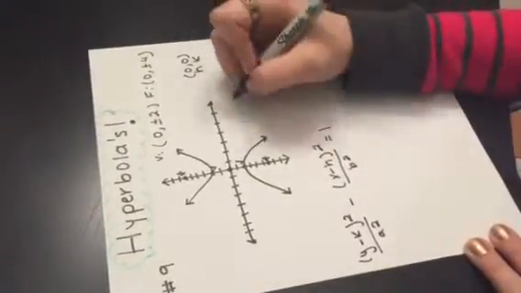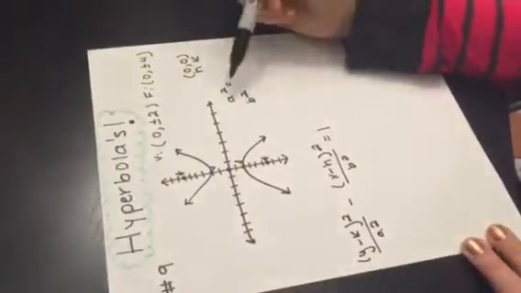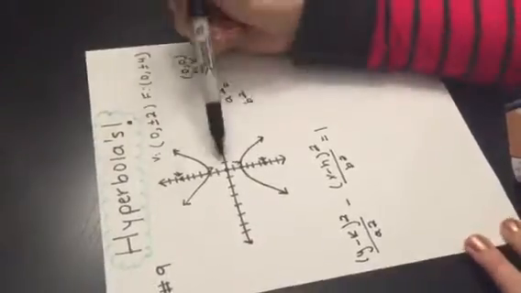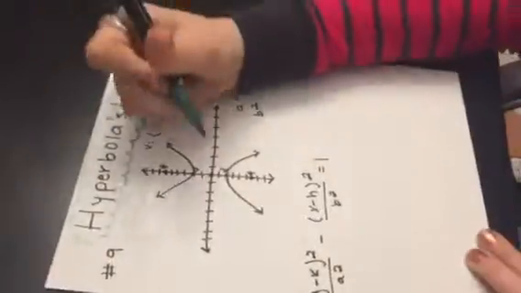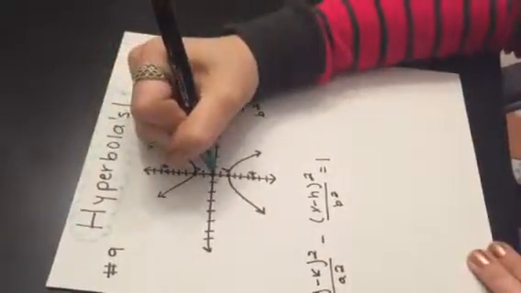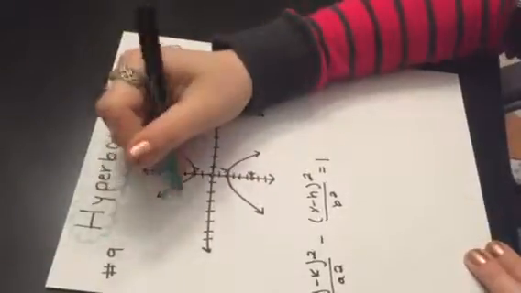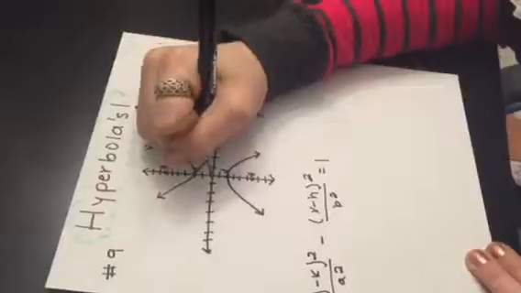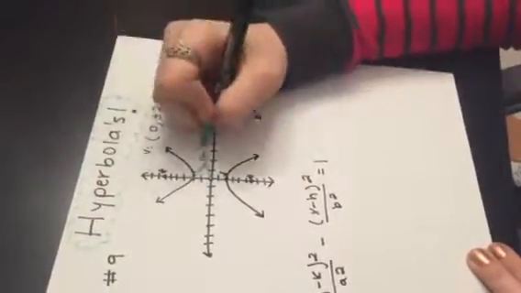We want to find the value of a squared and the value of b squared. But before we can find a squared and b squared, we want to find the value of a and c. A is always going to be the distance from the center to the vertex of this graph right here. So this is a, and the value of a is going to be, you're going to count, it's going to be 2.